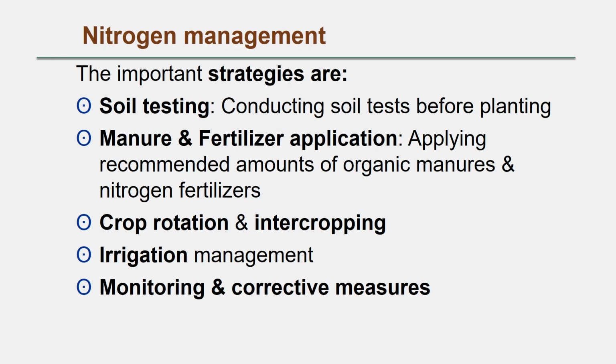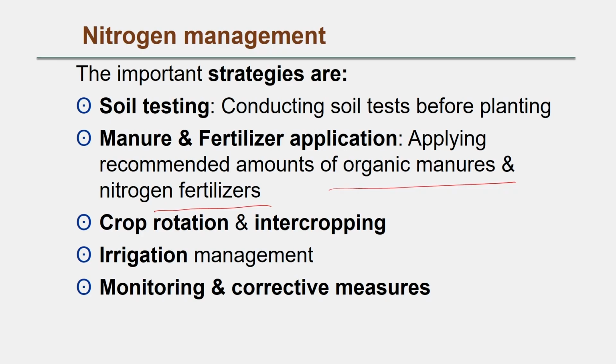So, manure and fertilizer application is number 2 strategy, applying recommended amount of organic manures and nitrogen fertilizers. In any case, integrated management of nutrient is always better. Better to go for chemical fertilizer, organic manures as well as biofertilizer use in crops.